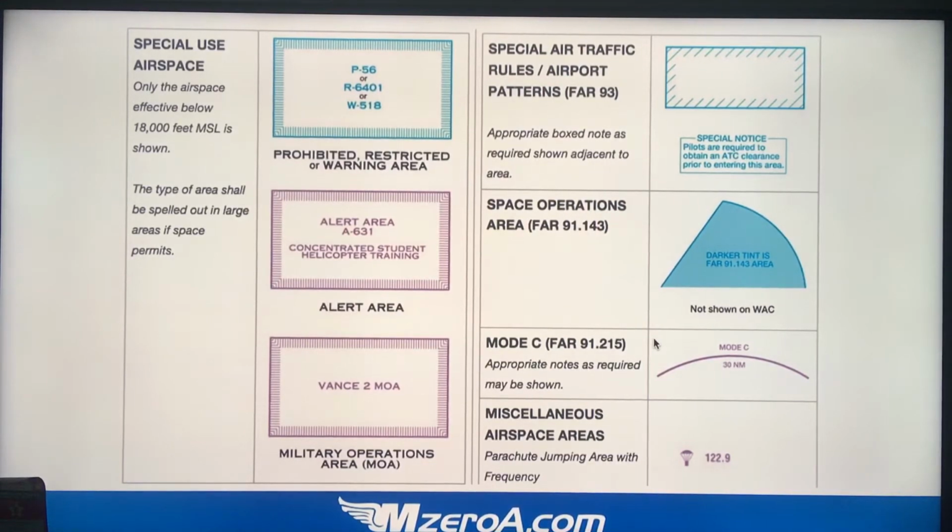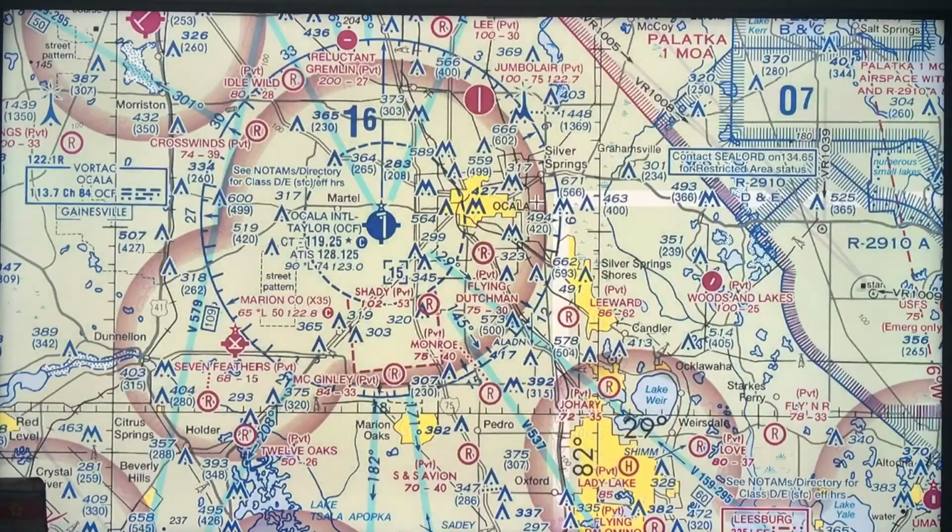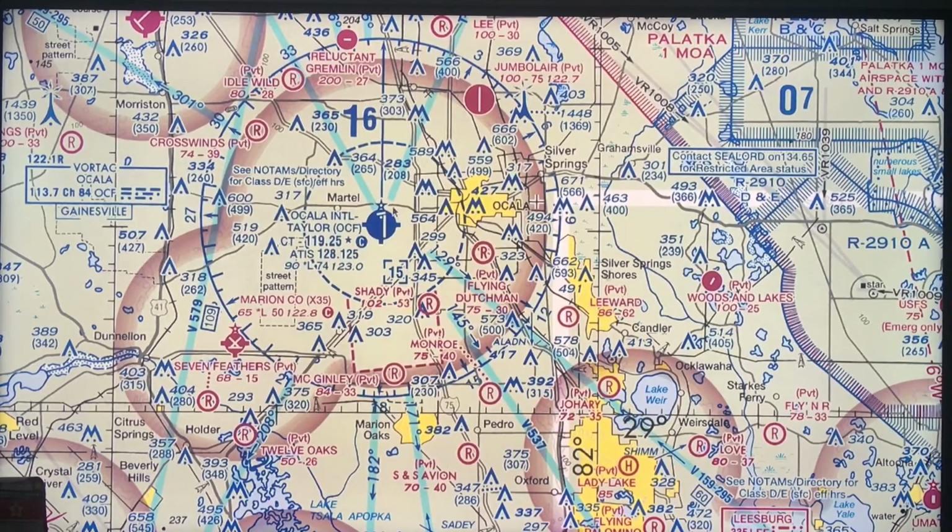Let's now look at a sectional chart and start to apply some of this stuff. Let's start with an easy one. Here is the Ocala Airport. I do a lot of flying out of the Ocala Airport. It is a blue airport. It has a control tower. I can tell because it's blue. I can also tell because it's a Class Delta. Blue dashed lines all the way around here.